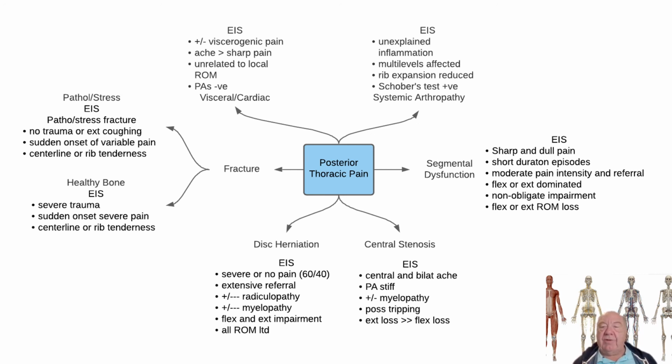Okay, segmental dysfunction. The patient will complain of sharp pain and dull pain, the same as they always do. But the pain is going to be moderate. These are short duration episodes. The intensity and referral are both moderate, as I said. Flexion or extension dominated, non-obligate impairment, and flexion or extension range of motion loss, and the PA should be appropriate for the condition that you're looking at. Now we've covered EISs for segmental dysfunction, so all of the outliers need to be considered as well.